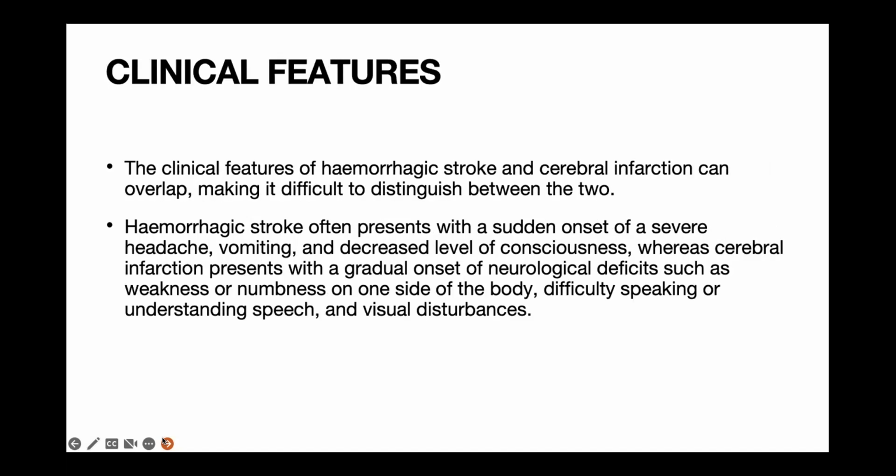Okay, the clinical features. The clinical features of the hemorrhagic stroke and cerebral infarction can overlap, making it difficult to distinguish between these two. So, the hemorrhagic stroke often presents with the sudden onset of a severe headache and vomiting, and the decreased level of consciousness. Whereas the cerebral infarction presents with weakness or numbness on one side of the body, difficulty speaking or understanding speech, and visual disturbance.